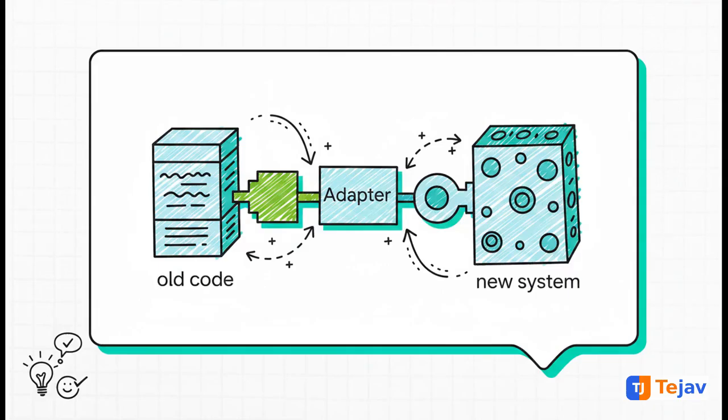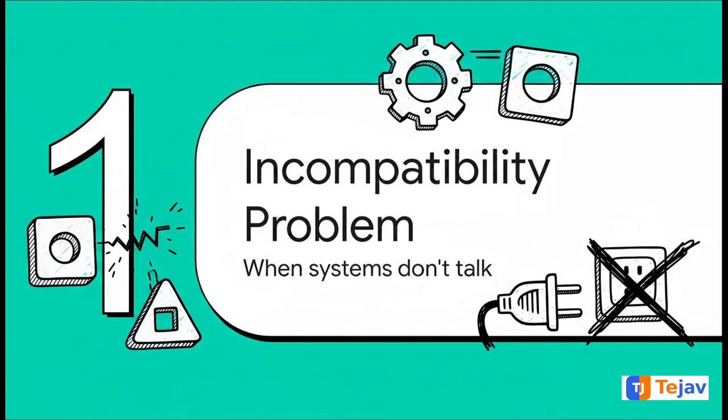So, picture this. It's the classic scenario, right? On one side, you've got this valuable old code. On the other, this shiny new system you're building. They have to connect, but their interfaces, the way they're supposed to talk to each other, are just totally incompatible. So what do you do? Do you rewrite all that old code? No way. Instead, you bring in an adapter to act as a translator, and just like that, they can work together seamlessly.